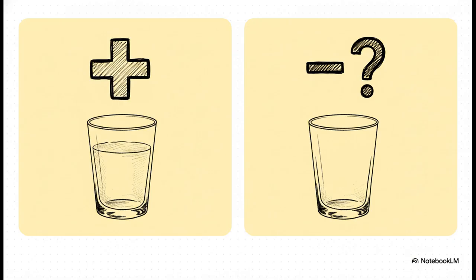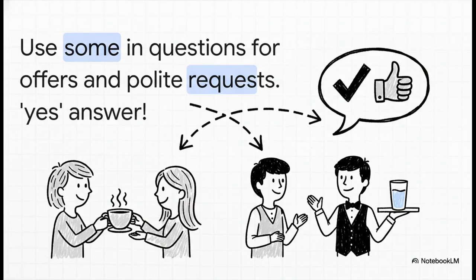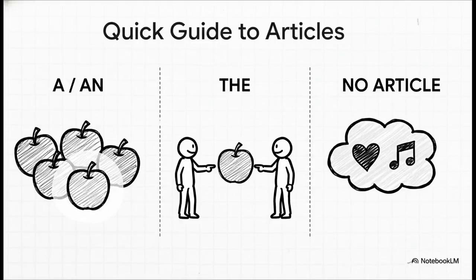But there is one tiny exception. So yeah, here's that little exception. When you're making an offer, like, would you like some tea? Or you're making a polite request, like, can I have some water, please? You actually use some. So why is that? Well, it's because you're expecting or at least hoping for a yes answer. So for offers and requests, think positive, think yes, and use some.